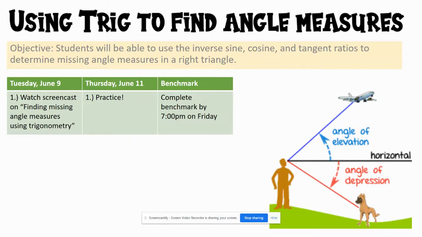So we're going to take a look at how you can use trig to find missing angle measures in right triangles. There's only going to be one screencast. So I'm going to go through a bunch of examples today. And then after you finish watching it, you just want to practice, practice, practice.